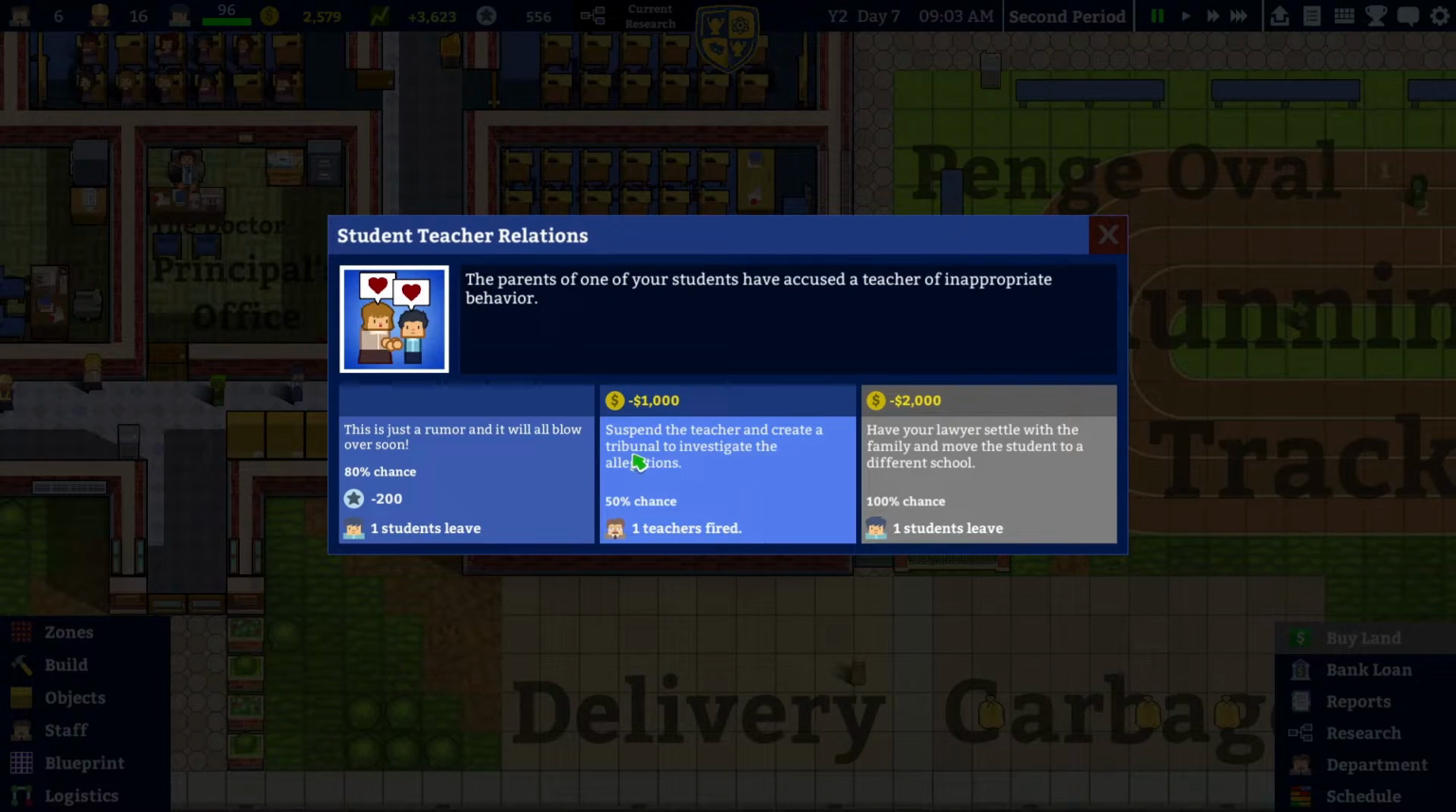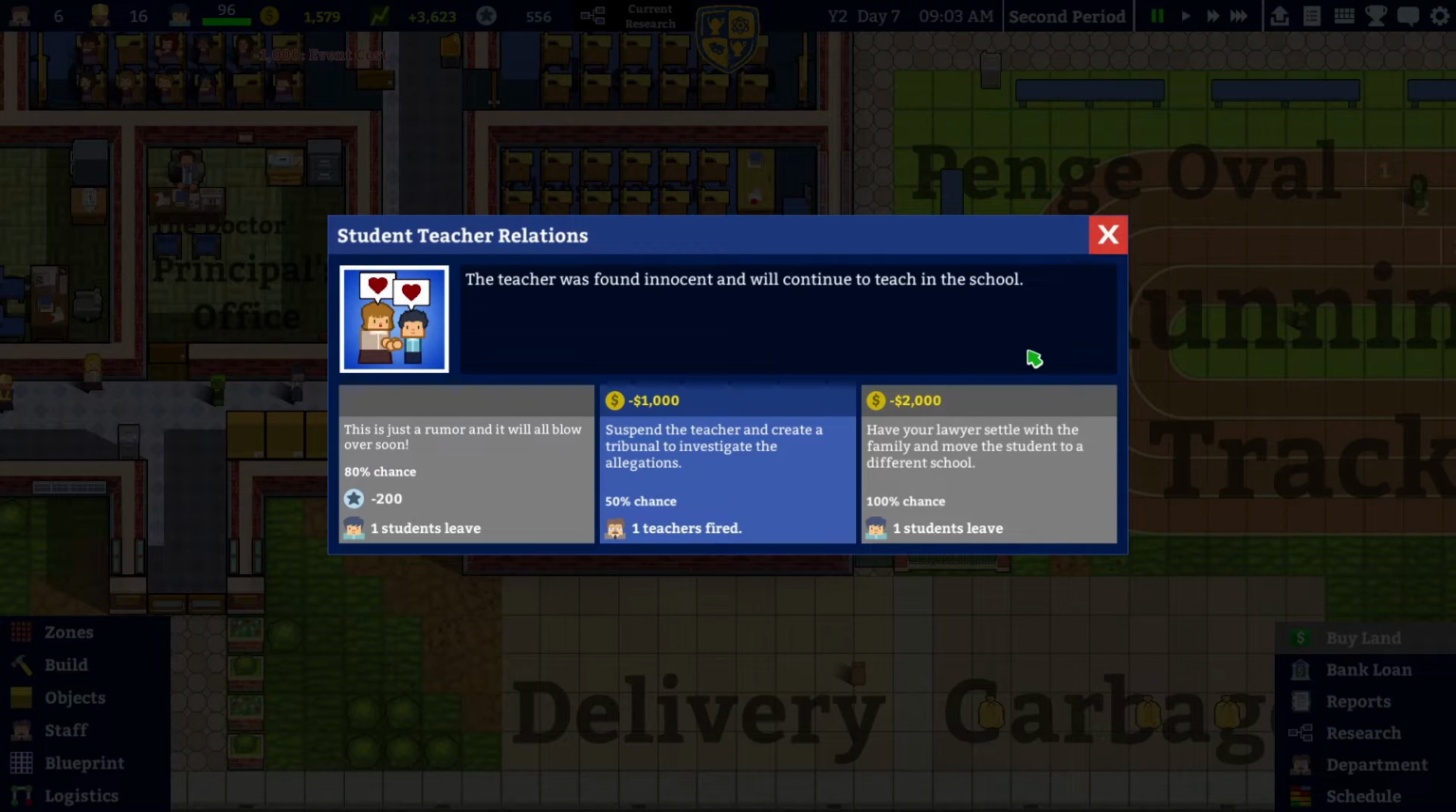Suspend the teacher and create a tribunal to investigate the allegations. There's a 50% chance that we fire a teacher. Or £2,000 if we had a lawyer, have the lawyer settle with the family and move the student to a different school. So we'd pay £2,000, a student would leave, but this whole potentially sordid situation would just go away. Oh dearie me. That's too high a chance that we lose a massive amount of reputation. That's so much prestige that we'd lose. So we're going to have to go for this. A 50-50 chance of one of our teachers being fired. So it's cost us £1,000, so here we go.